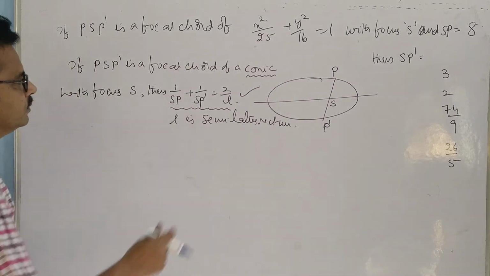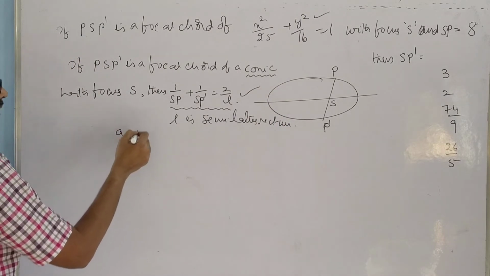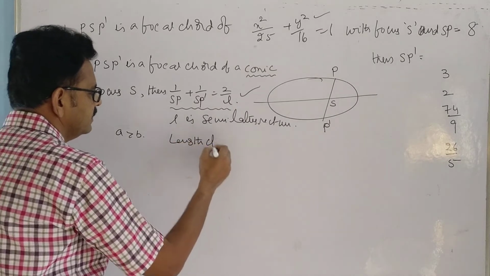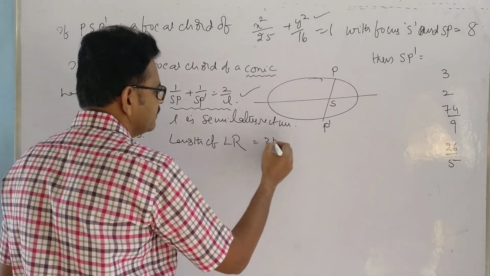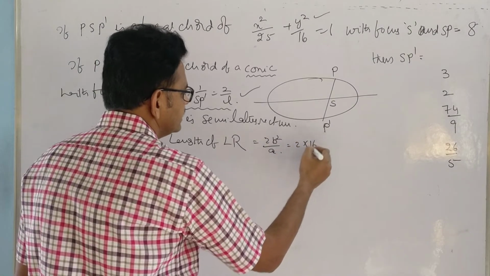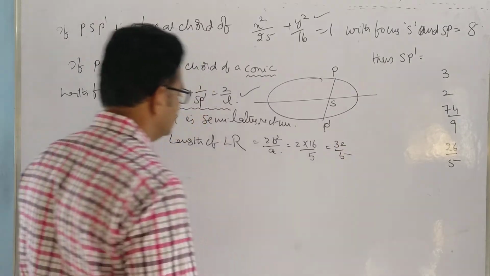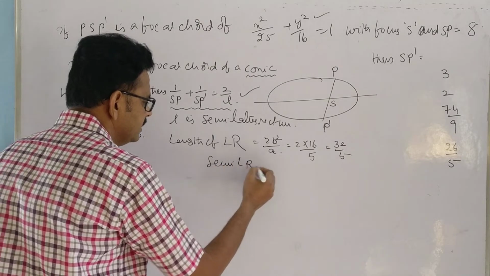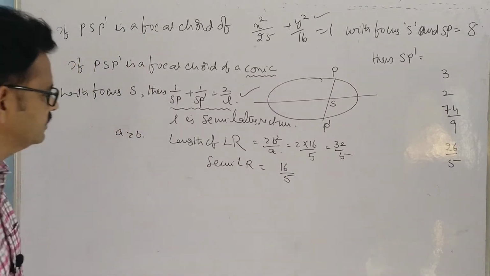Okay, now conic means what? Here we can take the ellipse. In this ellipse, A is greater than B. So the length of the latus rectum is 2B square by A, because A is greater than B. That is 2 into 16 by 5, that is 32 by 5. The semilatus rectum is half of this, that is 16 by 5, which is L.